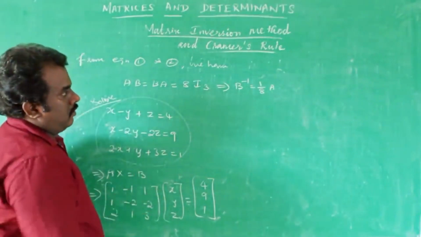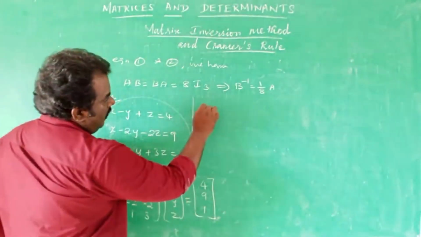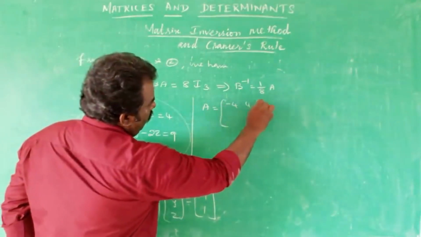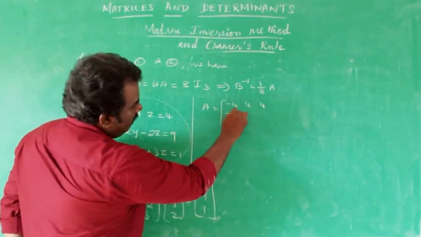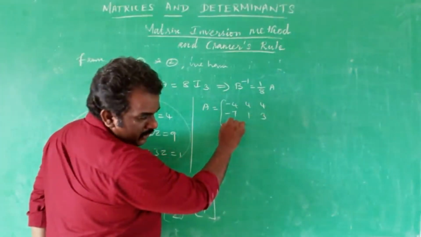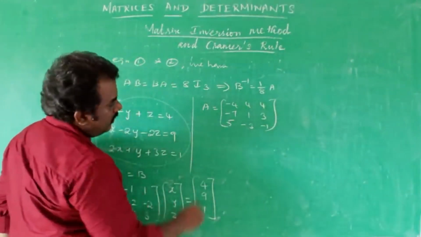At this time, one thing I am going to notice. So what is the given matrix of A? Minus 4, 4, 4. For our convenience, I am taking that A matrix and B matrix here. Minus 7, 1, 3, 5, minus 3, minus 1. This is the matrix given for A.